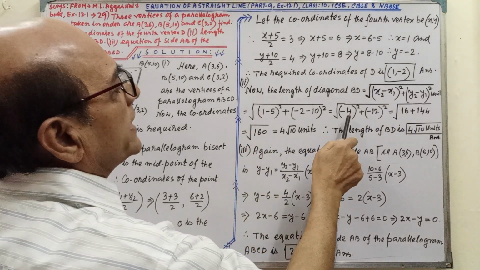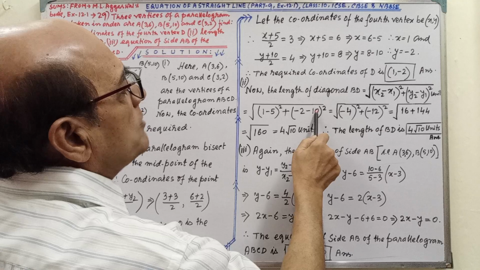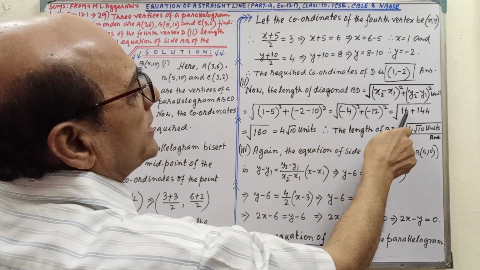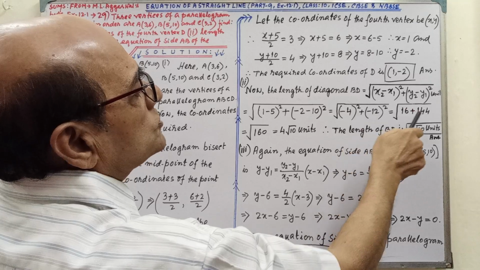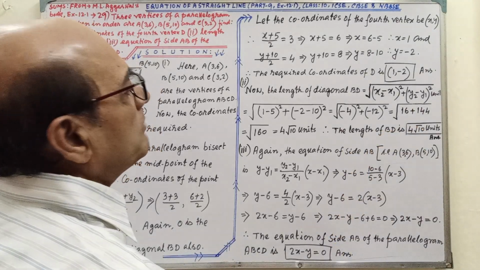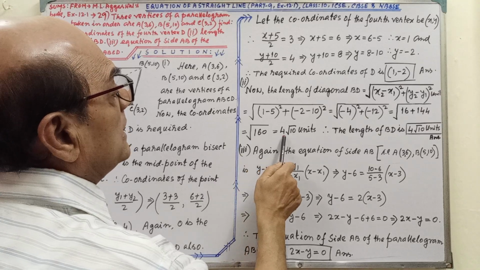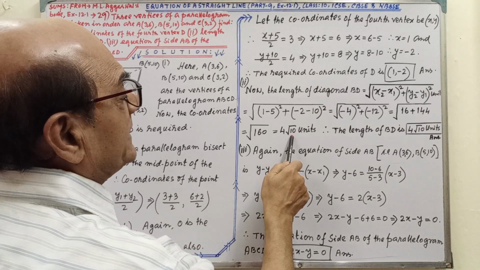By simplifying, we are getting minus 4 whole square, minus 2 minus 10, that is minus 12 whole square. Minus 4 whole square, that is 16, minus 12 whole square, that is 144. By adding, we are getting 160. This is 4 root 10 units.